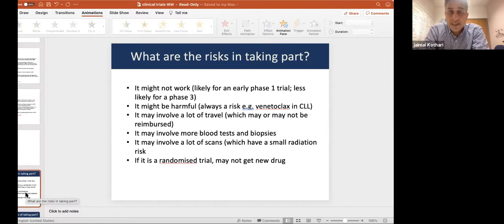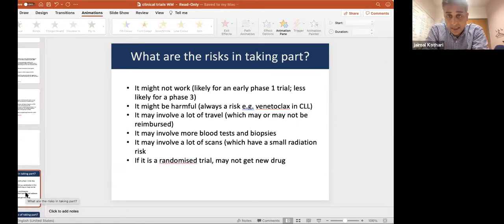It might be harmful. This can happen. It's rare, but it can happen. An example of that is a drug called venetoclax, which again is a drug we'd like to have access to in WM, but we don't. When it was first trialed in CLL, it was so effective, it caused problems with people's kidneys, and it was very problematic initially. But now we know how to manage that. But it was only through the very early clinical trials that it became apparent.